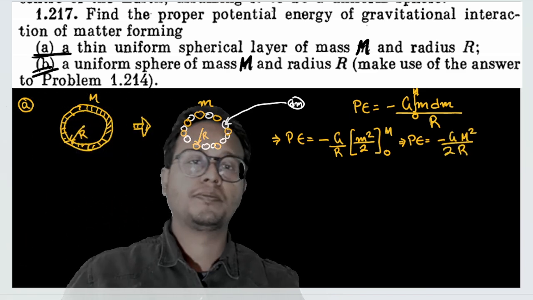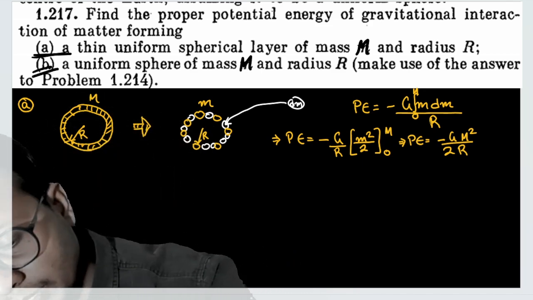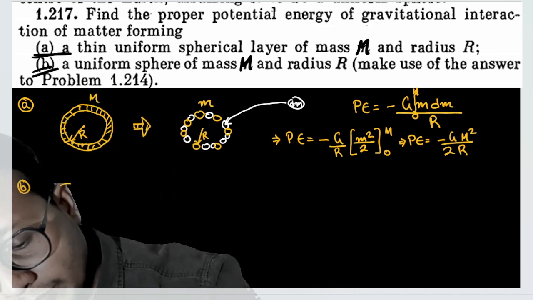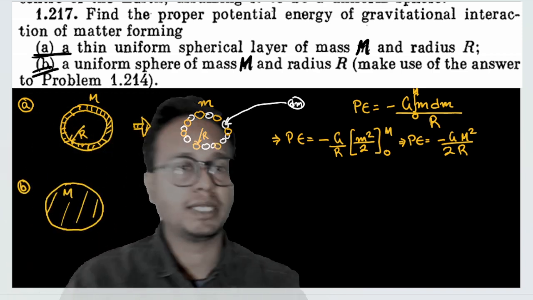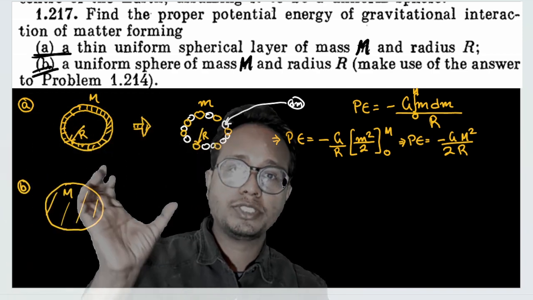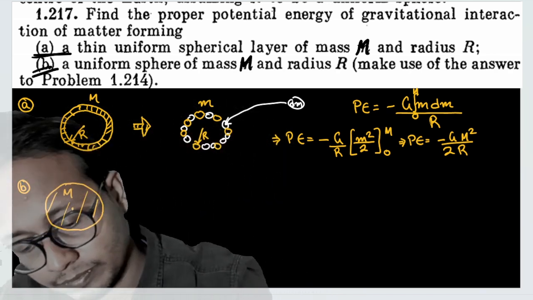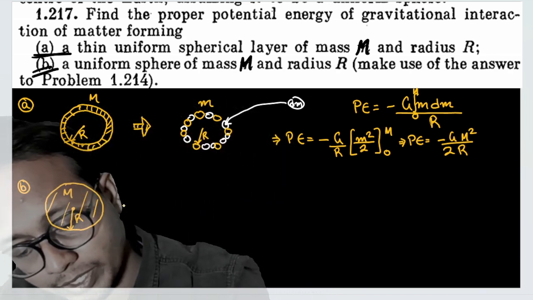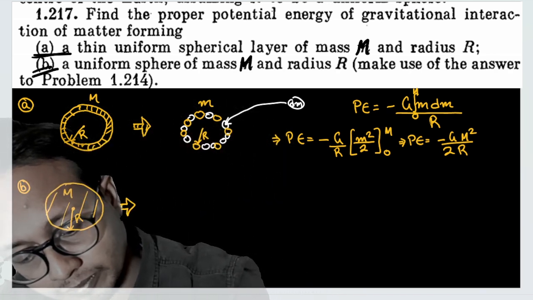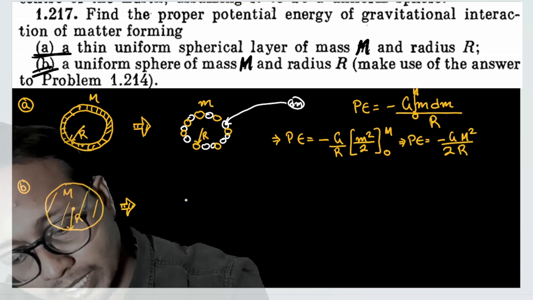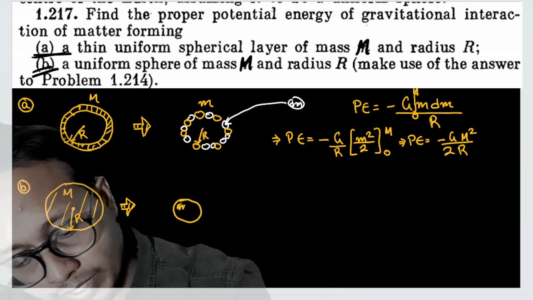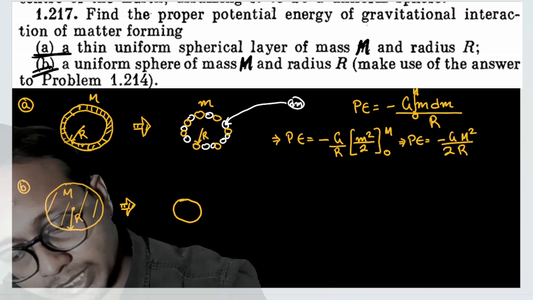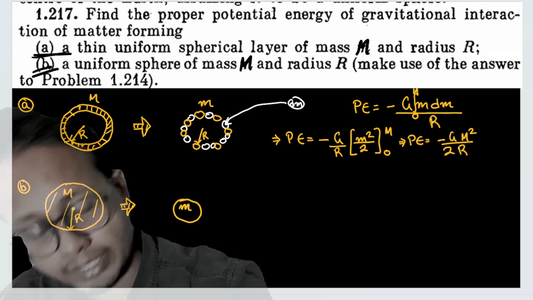Understood? The second part of the question is to find the potential energy to bring a solid sphere of mass capital M. Solid sphere means the planet is filled with mass M. Similarly for this kind of question, the radius of the planet is capital R. We first have to bring a basic mass, let's say a sphere of mass M. This is the basic mass.